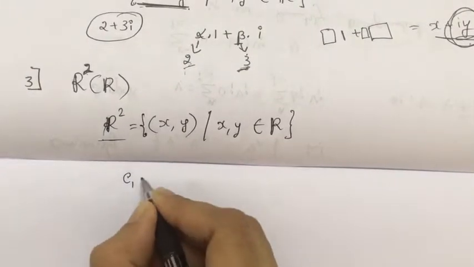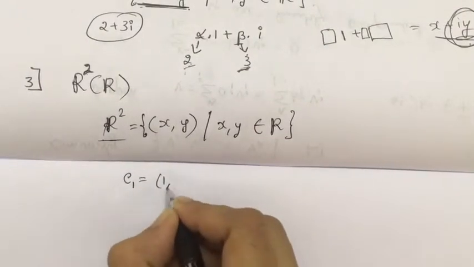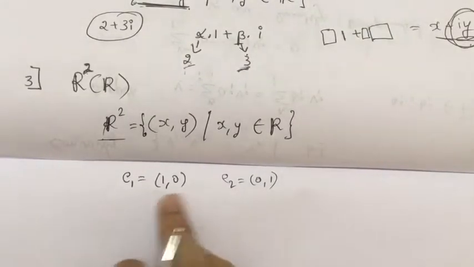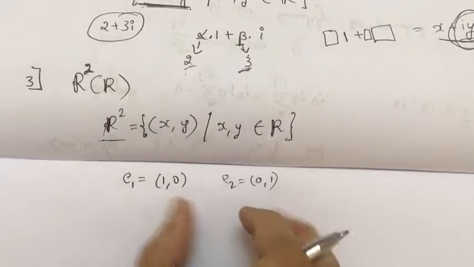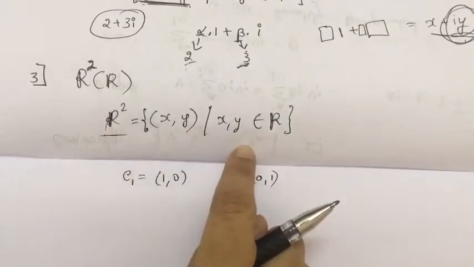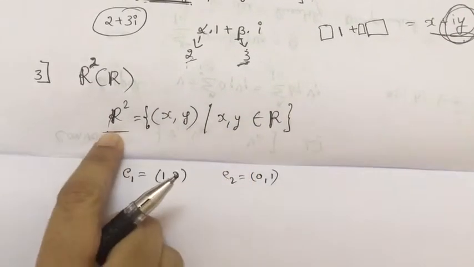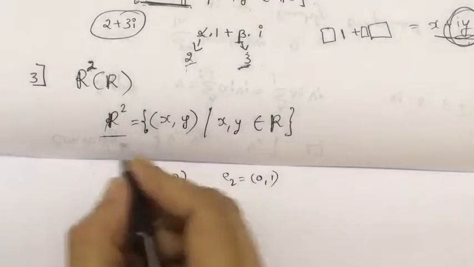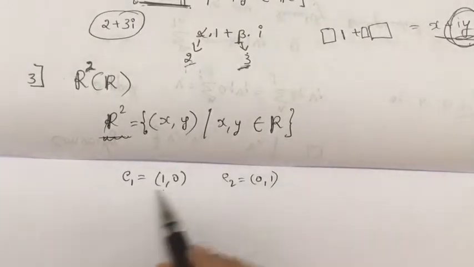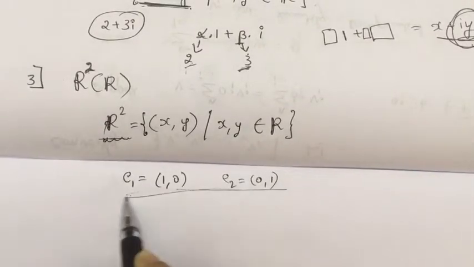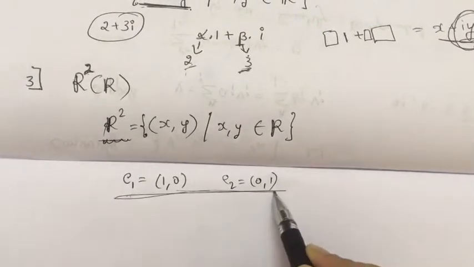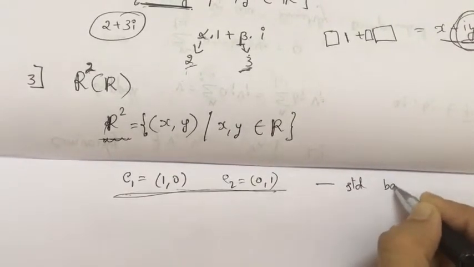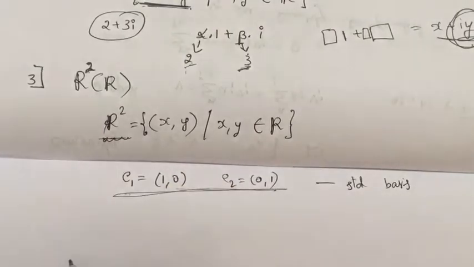If I take one vector, e1, that is 1 comma 0, and e2 is 0 comma 1, then from this set of vectors I can get the vectors or two tuples in R2. All the vectors in R2 can be written as a linear combination of these two vectors. So I can say this is a standard basis for R2.